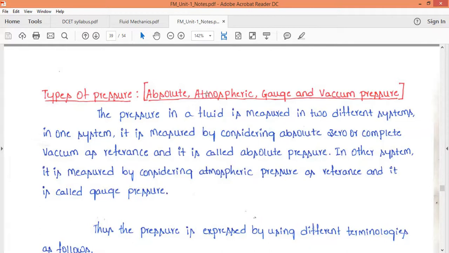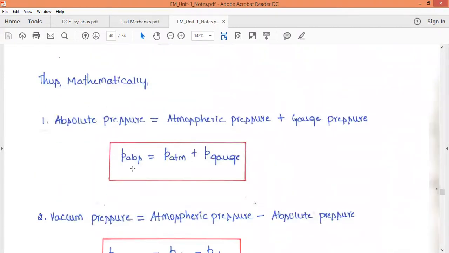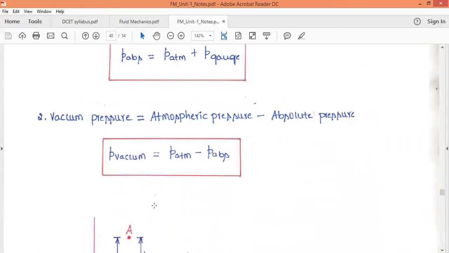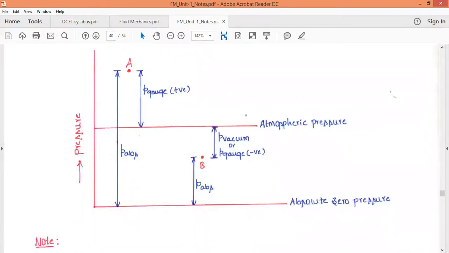All these pressure measuring devices consider atmospheric pressure as their reference. Next one, absolute pressure. This is the sum of atmospheric pressure and the gauge pressure. Then the vacuum pressure is the pressure below that of the atmospheric pressure. Here we have the mathematical expressions. Absolute pressure is the sum of atmospheric pressure and gauge pressure, and vacuum pressure is equal to atmospheric pressure minus absolute pressure. This figure clarifies everything.